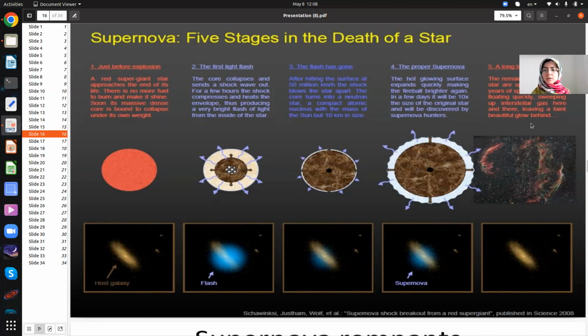And the last one is a long time after. As you see, the remains of the former star are spread over light years of space. They keep floating quickly, sweeping up interstellar gas here and there, leaving a faint, beautiful glow behind.